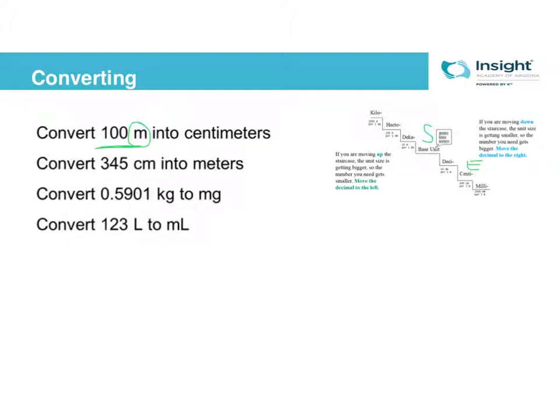All right, so to do that, we're going to go 2 steps down, which means we're going to move our decimal twice, since we're going down to the right. So this number 100, the decimal's not written there, but really it's just following the number. Then you take this decimal and you move it to the right twice. 1, 2. If you have any blank spots with no numbers in them, you just put zeros in there. So now 100 meters into centimeters is 10,000 centimeters.